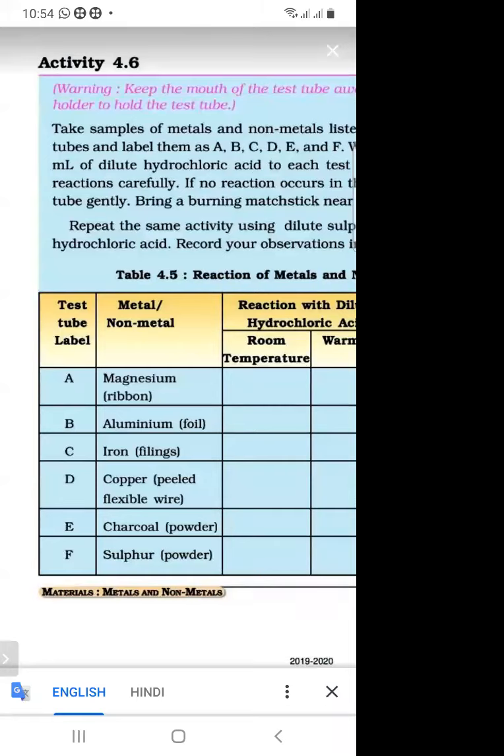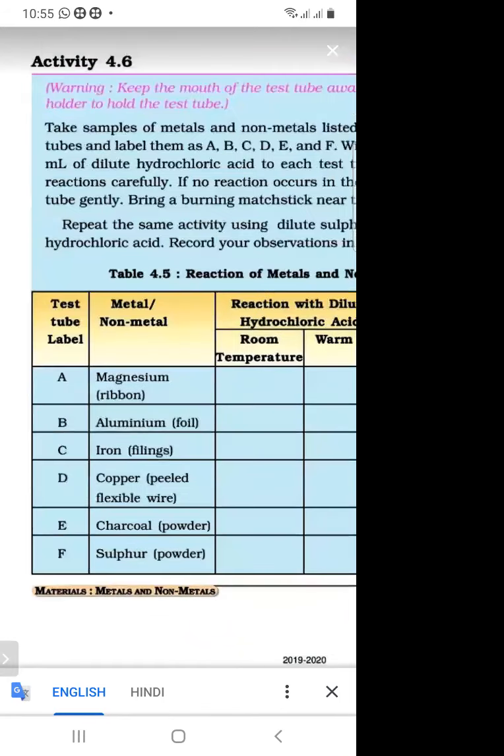What is the formula of hydrochloric acid? HCl is the formula of hydrochloric acid. And what do you mean by dilute hydrochloric acid? When water is added to any solution, it becomes dilute. So dilute hydrochloric acid is when water is added to hydrochloric acid, and it becomes dilute.